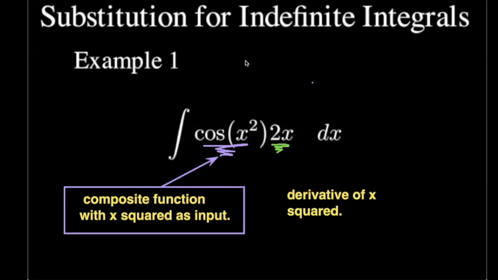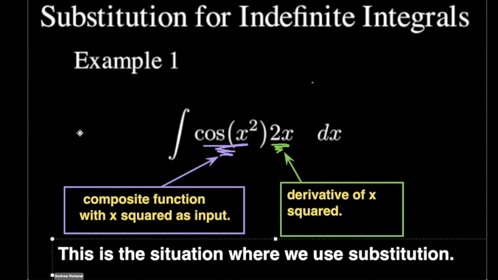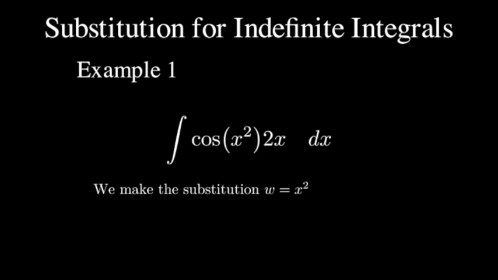And we also have the derivative of the inner function x squared in the form of 2x. That's exactly the situation where we use substitution. In this case we are going to make the substitution w equals x squared. Now we also need to replace dx. Since the variable of integration is in terms of w, our integral should have a dw at the end.